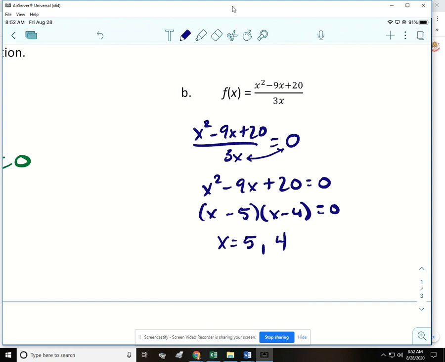And we get 2 zeros, 5 and 4. And then since this was a rational function, we probably would want to check real quick to make sure neither one of those give you 0 in the denominator. And they don't, so we're good.